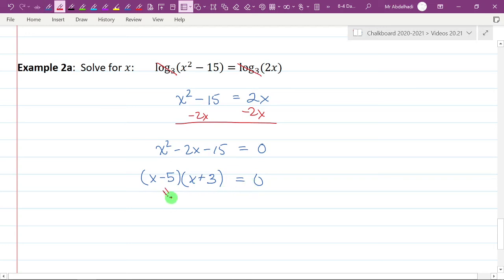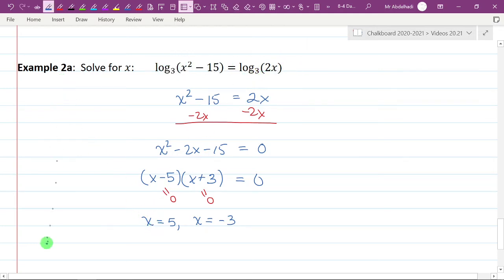We use the zero product rule. And this is going to give us x equals 5. And this is going to be x equals negative 3. Okay, don't you think quadratics were much more difficult back in the day? They're pretty simple now, aren't they? Okay, so we got our quadratic equation done. We have two answers here, but the question is, are these two answers valid or not, before we assume that they work in a logarithm.